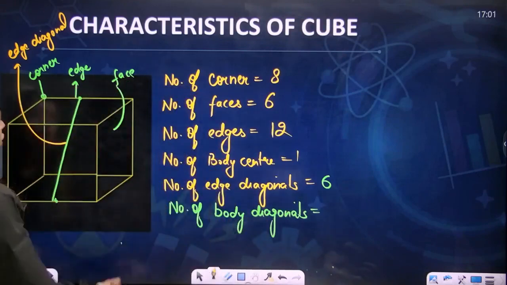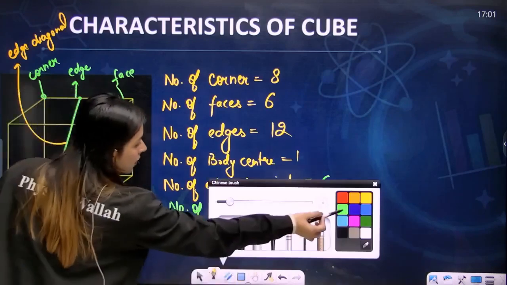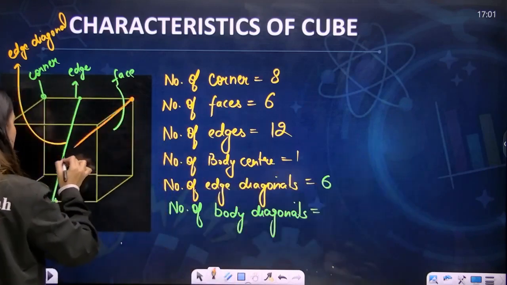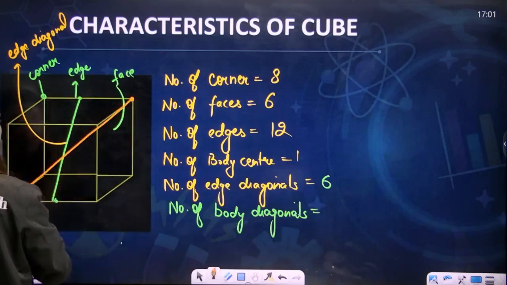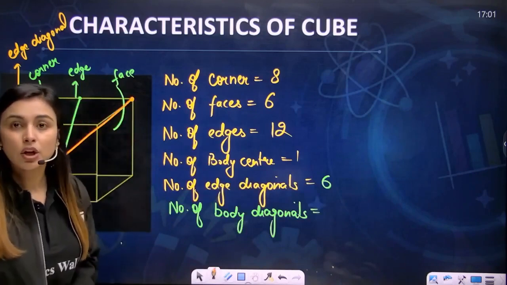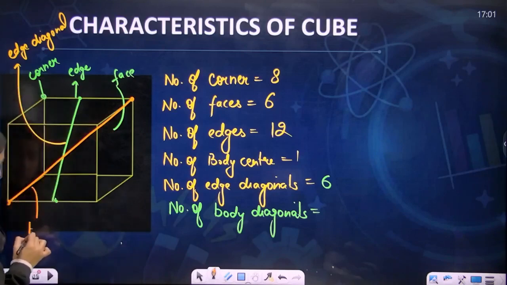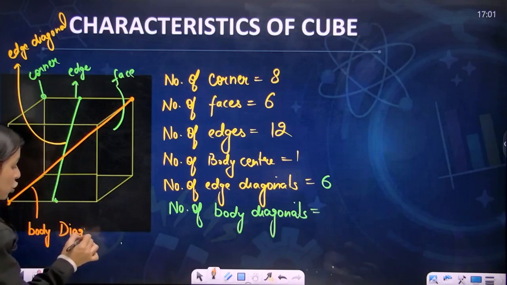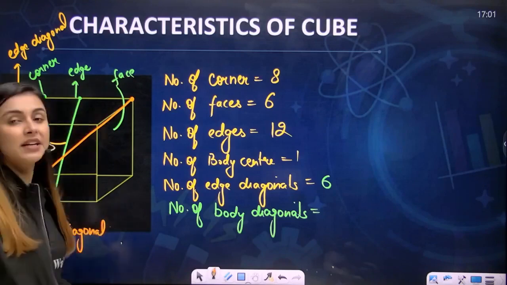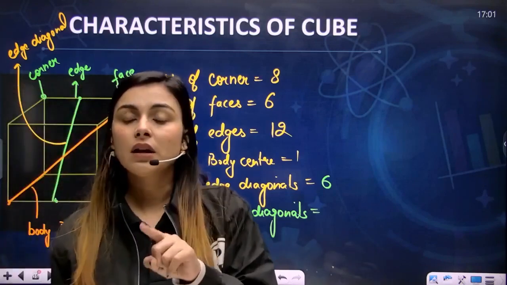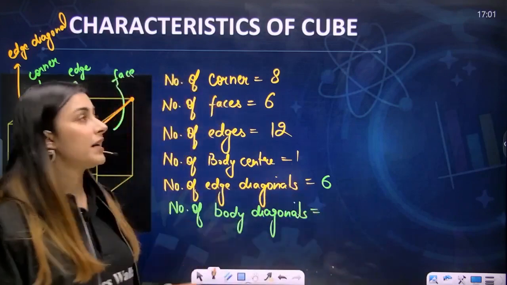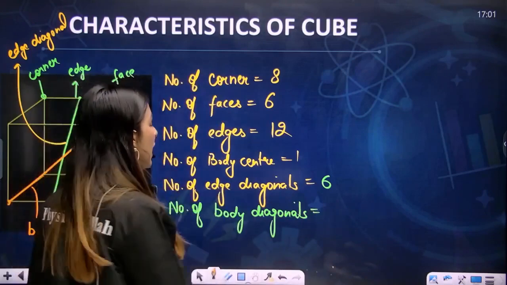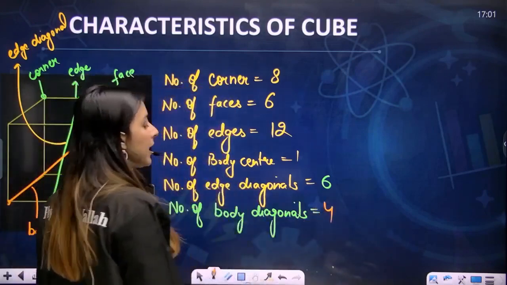What can I say? I can say that a diagonal from here to here is a body diagonal. So this is the body diagonal. So 2 corners together combine and give you one body diagonal. How many corners do you have? 8. So how many body diagonals do you have? 4. So you have 4 body diagonals present.